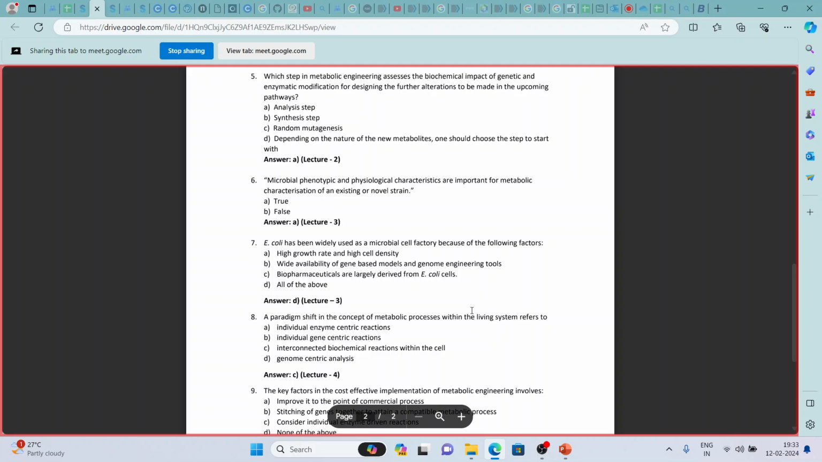The next question is which step in metabolic engineering assesses the biochemical impact of genetic and enzymatic modifications for designing the further alterations to be made in the upcoming pathways? Analysis step, synthesis step, random mutagenesis. Depending on the nature of the new metabolite, one should choose the step at the start with.